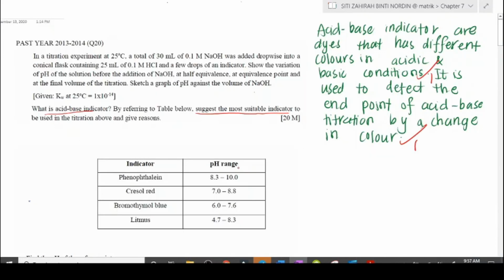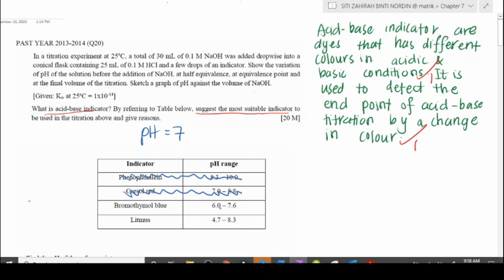So we've got phenolphthalein, chrysolite, bromothymol blue, or litmus paper. So all of these can be used, but which one is the most specific? The phenolphthalein is already out of our option because the pH starts with 8. Meanwhile, our pH at equivalent is 7. And chrysolite is out as well because we start with a pH of 7, so we're not able to determine specifically the color change.